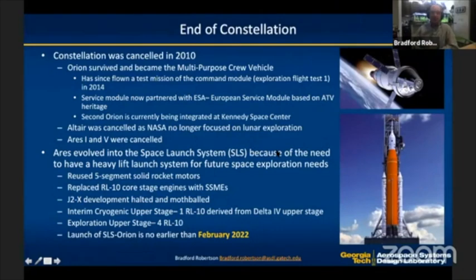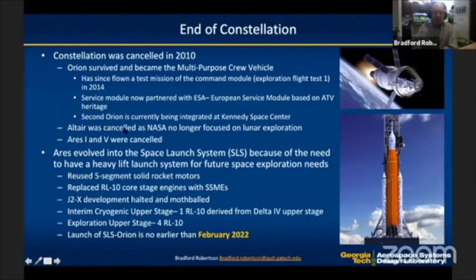Now, this kind of survives in many ways, right? So Orion is now the multi-purpose crew vehicle. The service module that I just talked about has been replaced by a European service module with ATV heritage. And the second Orion to fly, we had the first test flight of Orion in 2014. So that was essentially the command module test flight there. And the second full Orion is currently being integrated at Kennedy Space Center on top of the SLS.